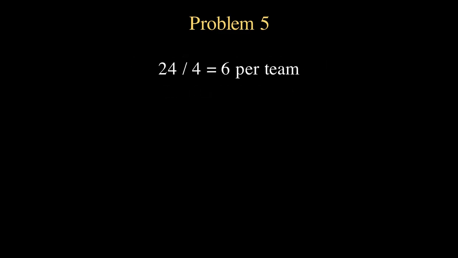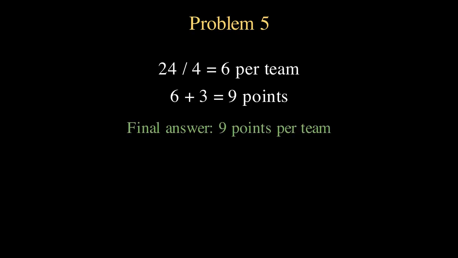24 friends divided into 4 equal teams gives 24 divided by 4, which is 6 per team. Now add the 3 bonus points. 6 plus 3 gives 9 points per team.